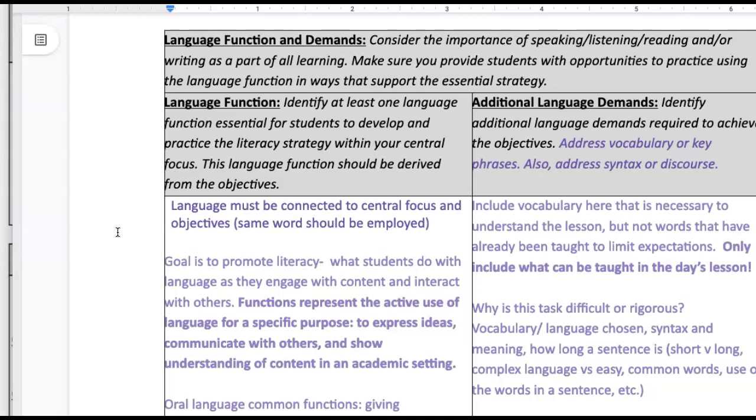And I found that functions represent the active use of language for a specific purpose, to express ideas, communicate with others, and show understanding of content in an academic setting. So all of the words should be similar.